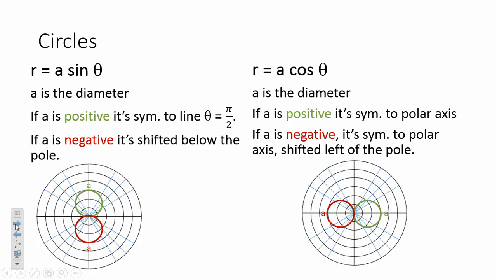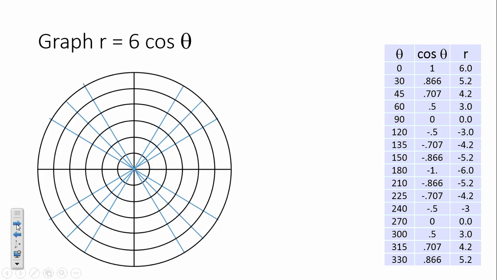So let's put this into practice. Our first example is going to ask us to graph r equals 6 cosine theta. So we know that because it's cosine, it's going to be along what would traditionally be the x-axis, right? It's a positive 6, so is it to the right or to the left of the pole? To the right. And what's its diameter? 6. So we want to go from the pole 6 out, and we want to make a circle that has that diameter.